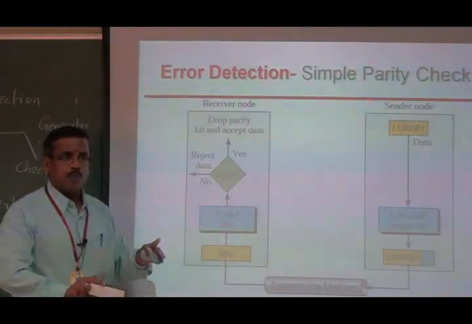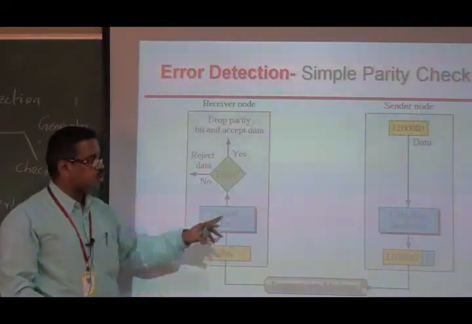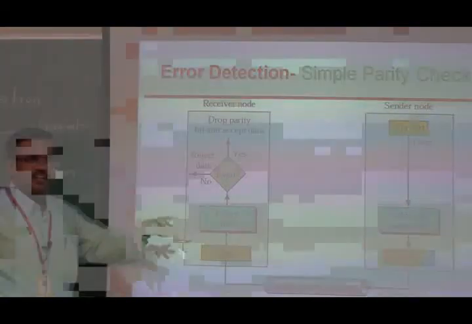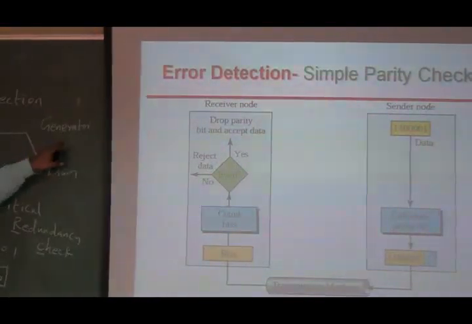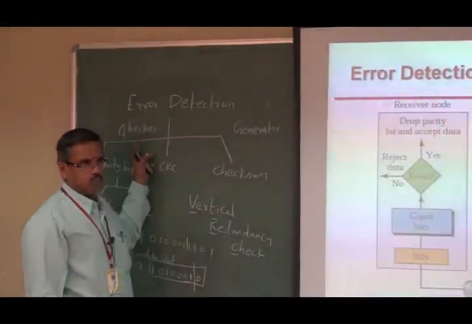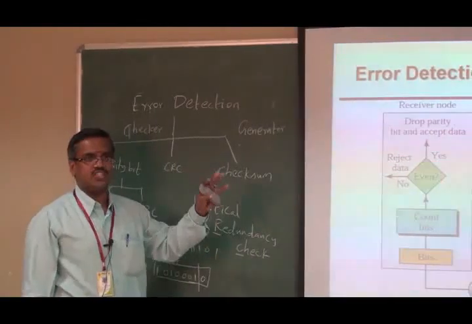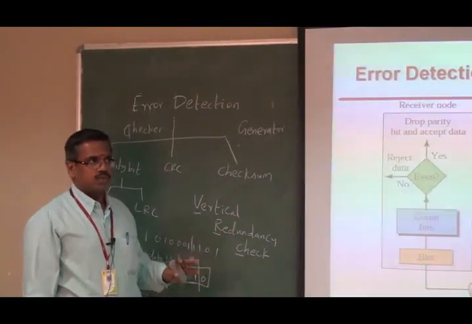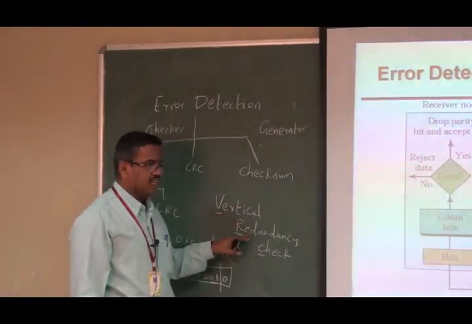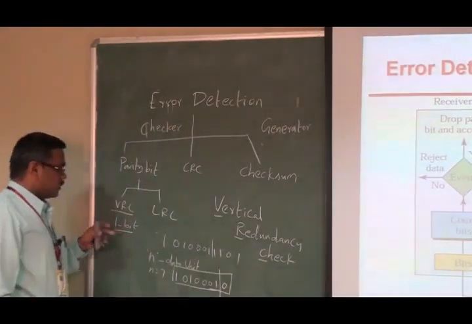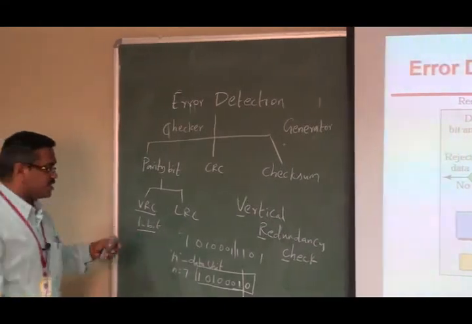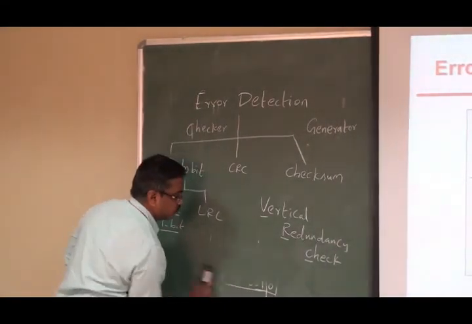So this is a simple process. It can be used by both sender and receiver to generate and check for errors. So generator and checker are both used in error detection schemes. This was explained for the vertical redundancy check, the VRC method. Okay, so that is the first technique. Then the second technique, LRC.